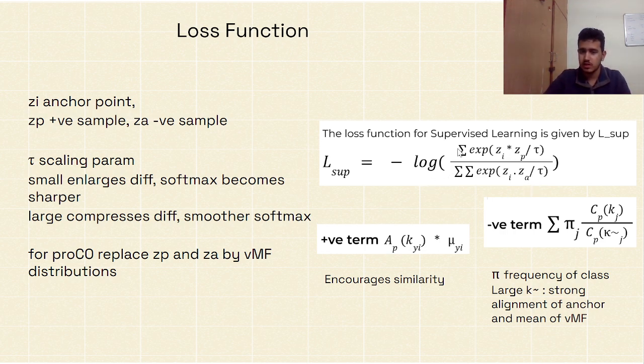For this, the numerator pushes the anchor class and the positive class to be together, and the denominator tries to keep the anchor class and the negative class as far as possible. So this is just the positive and the negative term which have been separated out for PROCO, which I'll be explaining much better in the document that I have.